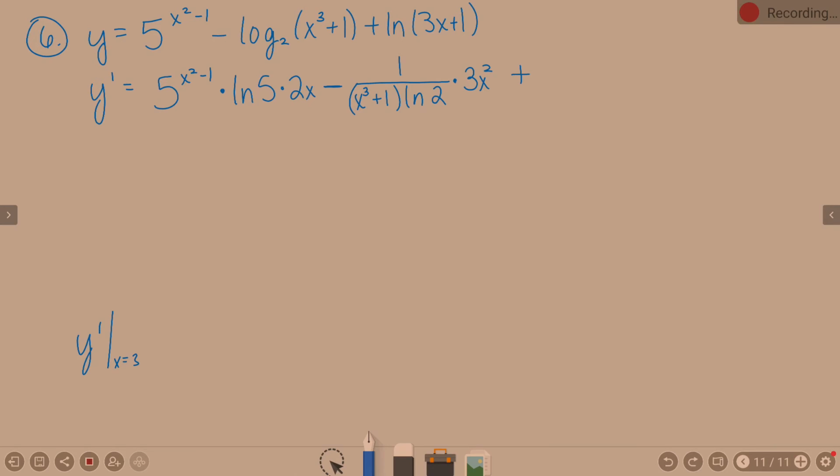Plus, oh, I like this last one, it's easier. The derivative of natural log of something is 1 over the something times the derivative of something. What's the derivative of 3x plus 1? 3.